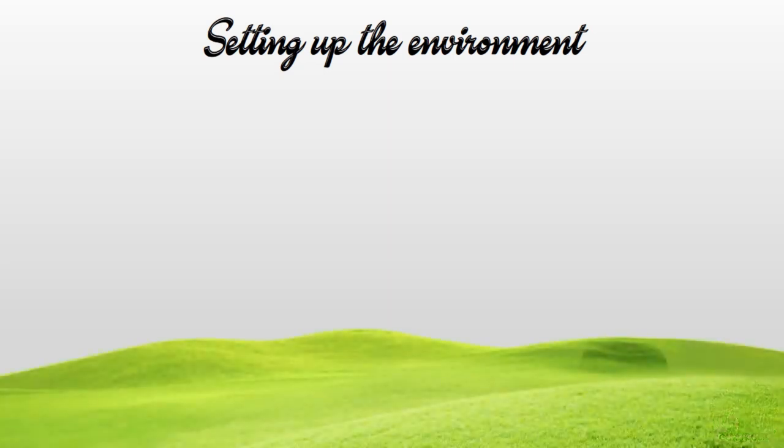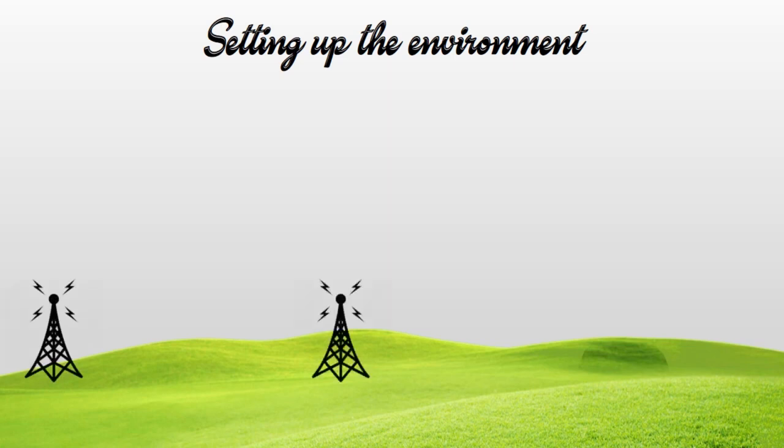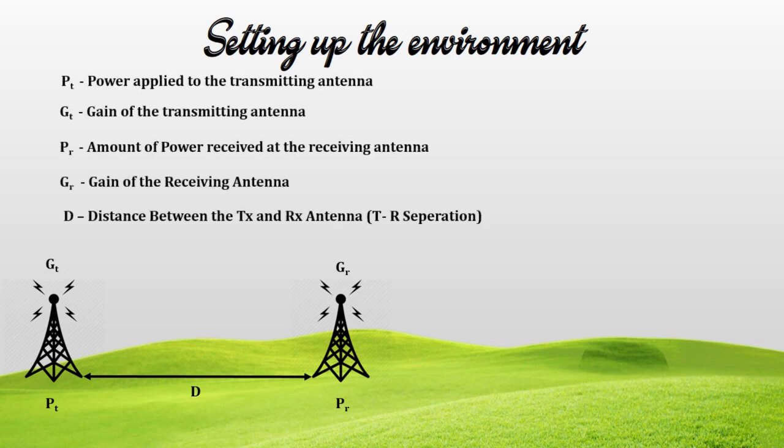So here we are going to consider a transmitting antenna, and then we are going to consider a receiving antenna over here, and we are also going to assume that the transmitting antenna is going to have the power of PT, and the gain of the transmitting antenna will be represented by GT, and similarly the power at the receiving antenna will be represented by PR, and the gain of the receiving antenna will be represented by GR, and the distance between the transmitting antenna and the receiving antenna is represented by D. So these are all the various variables which we have to define in the first stage to continue our derivations.